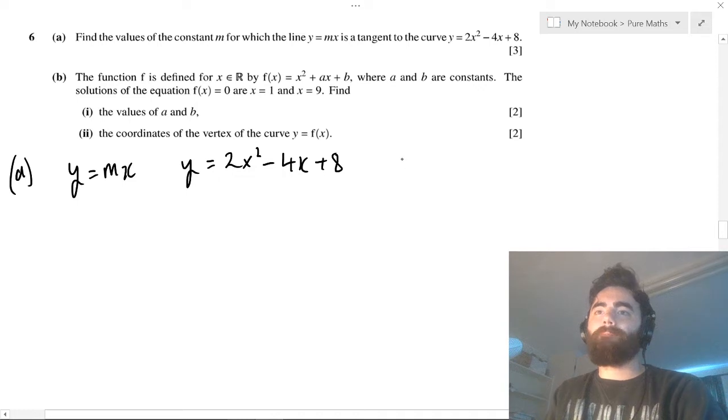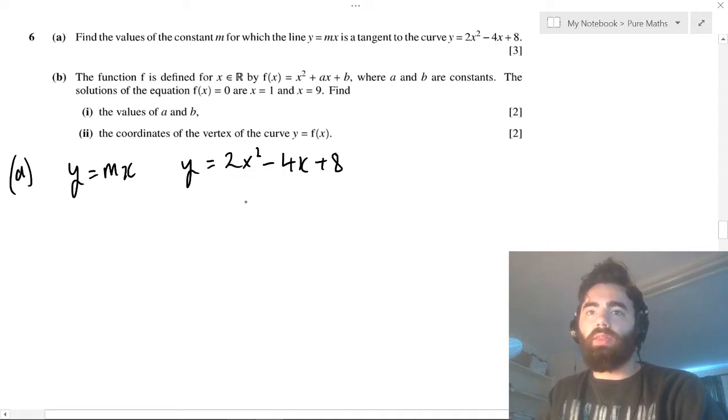So we should first look at where they intercept. So they intercept where we just equate their y's.